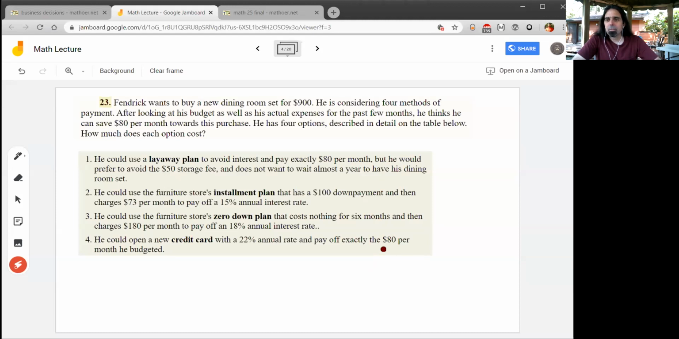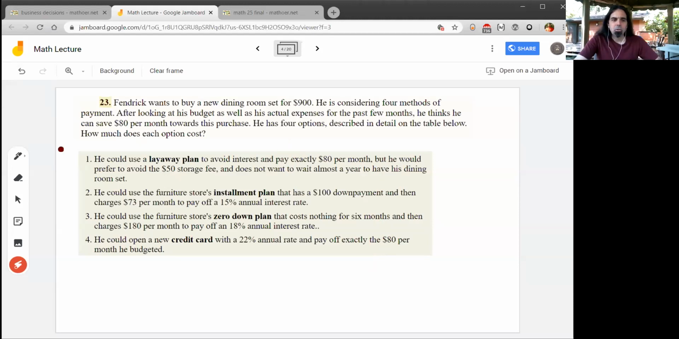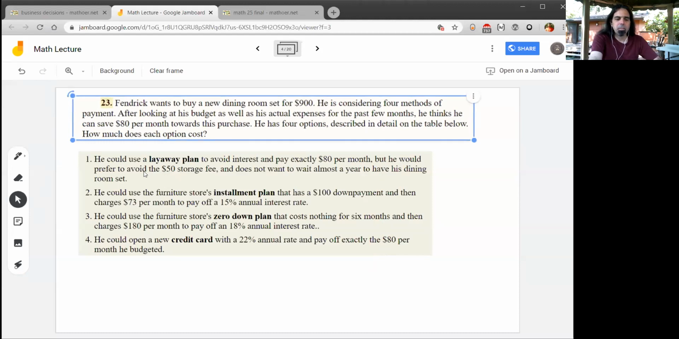Everyone okay with the setup? Yeah. Okay, so let's start with the layaway plan.